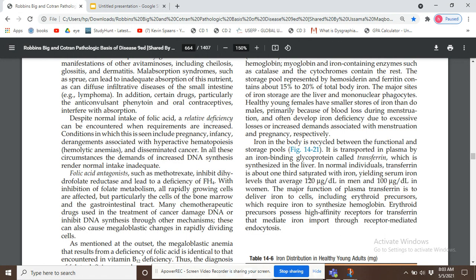In normal individuals, transferrin is about one third saturated with iron, yielding serum iron levels that average 120 microgram per dl in men and 100 microgram per dl in women. The major function of plasma transferrin is to deliver iron to the cells, including erythroid precursors, which require iron to synthesize hemoglobin, and it also transfers iron to the liver. Erythroid precursors possess high affinity receptors for transferrin that mediate iron import through receptor mediated endocytosis.